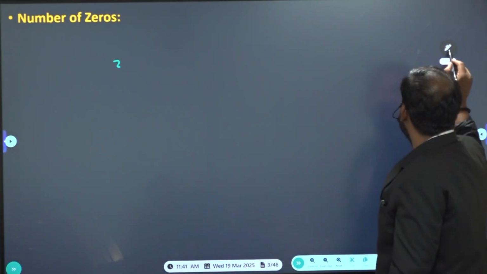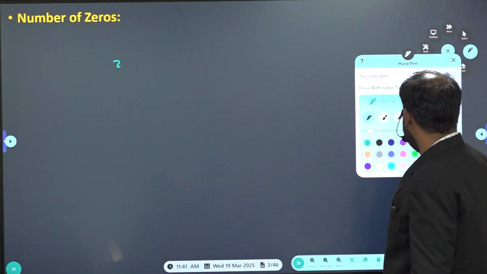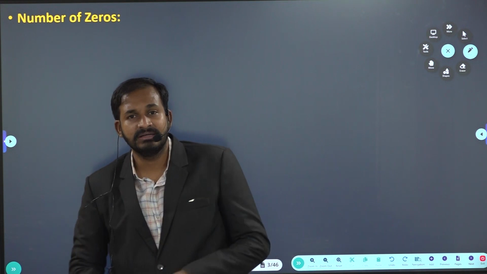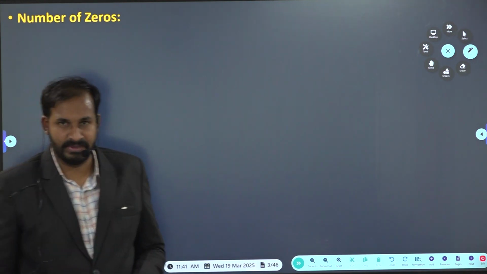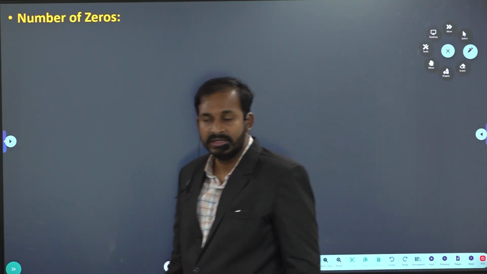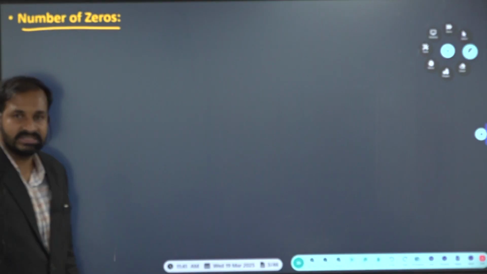Usually, as we saw in our last session, we get a zero when we multiply 5 with any even number. 5 with any even number, we will get a 0, right? Before going to that, what is the number of zeros? What do we consider as the number of zeros?